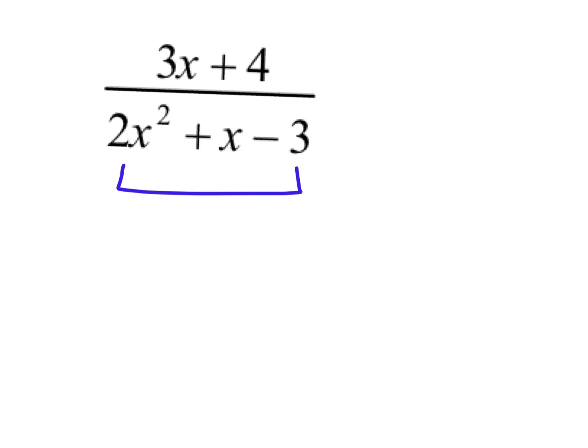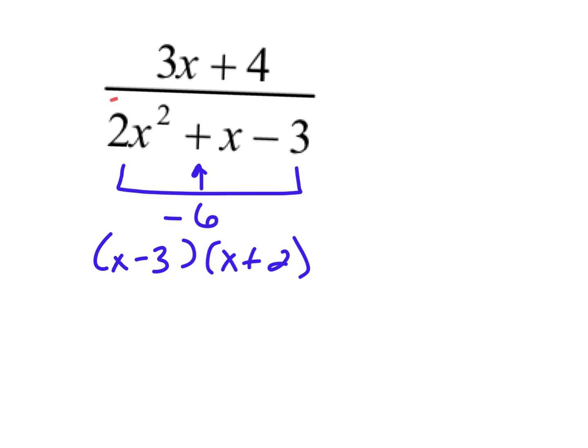So what are my factors of negative 6 that are going to multiply to give me a negative 6, but add to give me a positive 1? Okay, so x minus 3, x plus 2. Some of you left your factors like this. Are those correct? No, x times x is not going to give me 2x squared. You have to divide by the A term. If you're going to forget to do that, you already know you're going to forget, then do the grouping method.